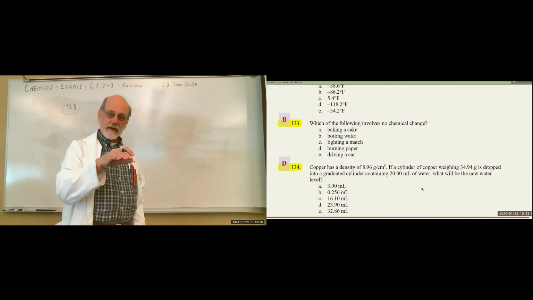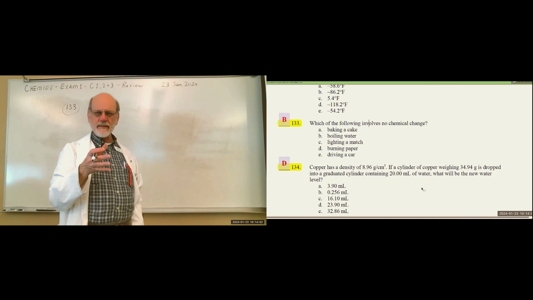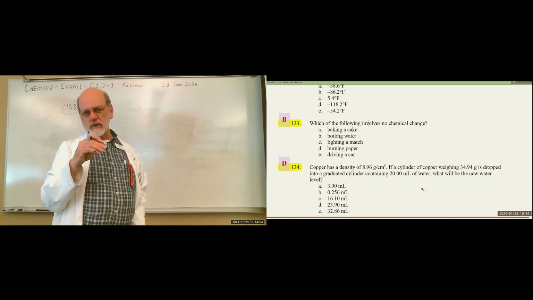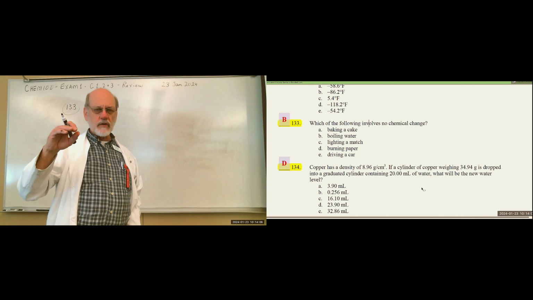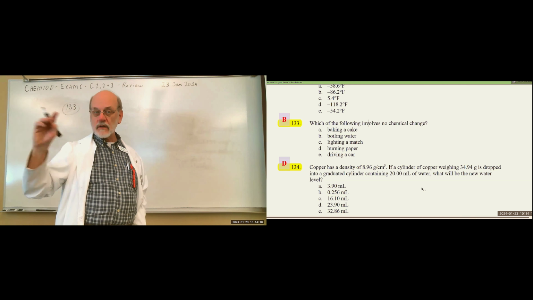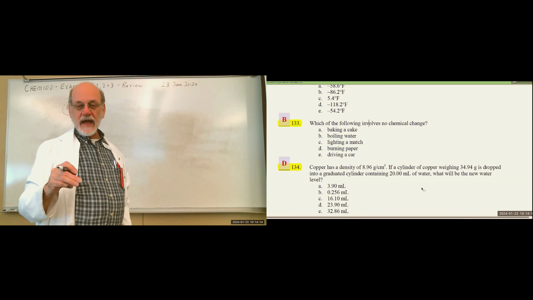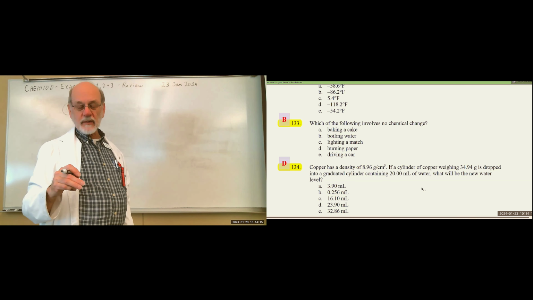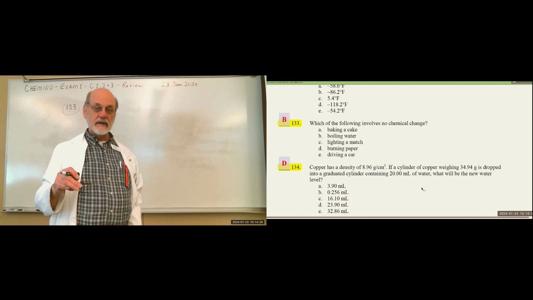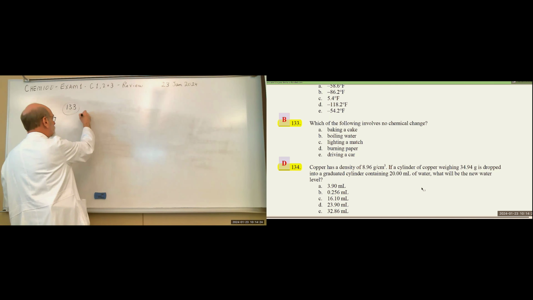So notice we don't have any of those statements like "two of the above" or "none of the above." When you're working a problem like that, if you know you've got the answer, going down from A to B, B is the answer. You can stop, or you can look at all of them. Lighting a match, burning paper, driving a car, all of those involve chemical changes. Boiling water does not. So 133 is B.